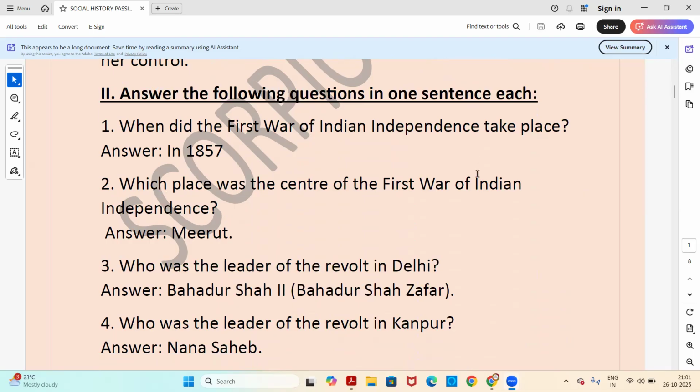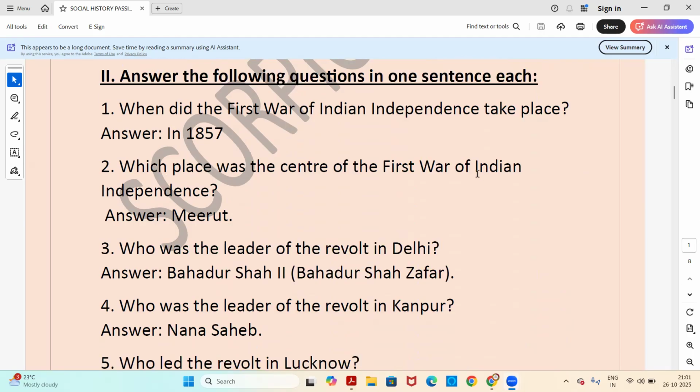Okay. Now we'll move to second main, that is answer the questions in one sentence each. So these questions can also be asked in 1 mark or objectives or fill in the blank type. It can be repeated. So you can pay attention here so that you can understand what type of questions can be asked from this chapter.